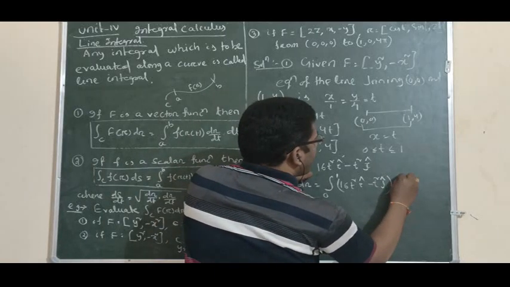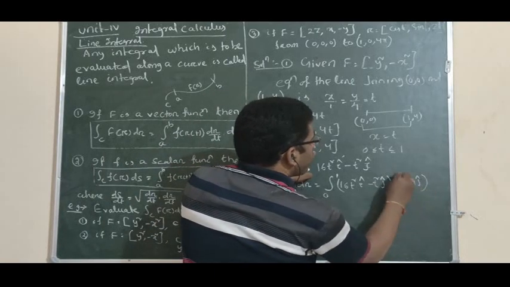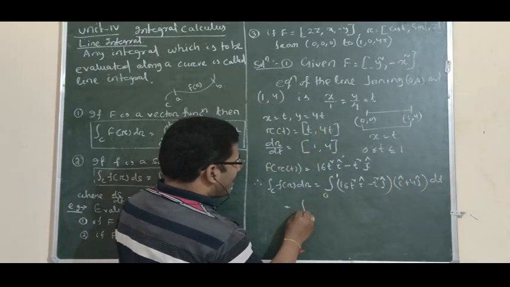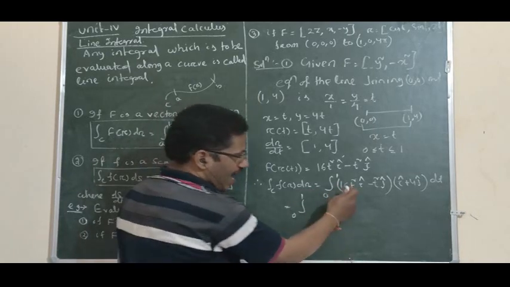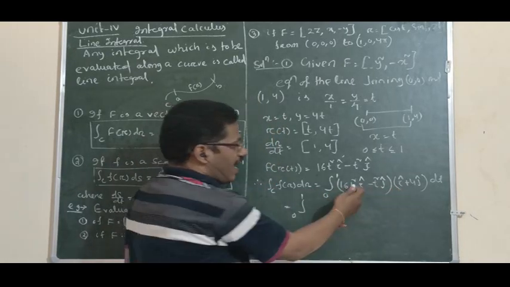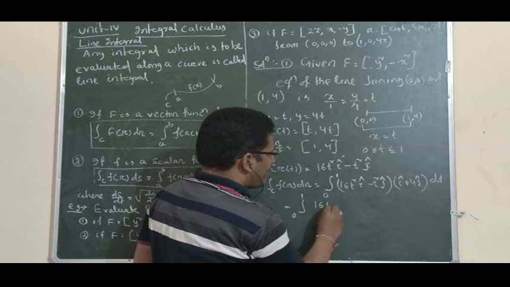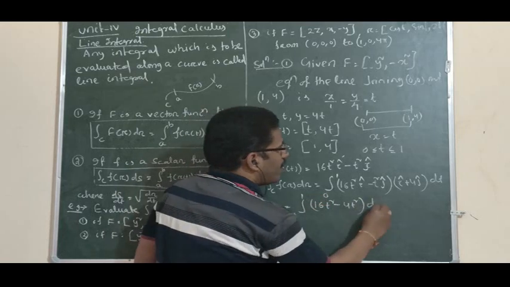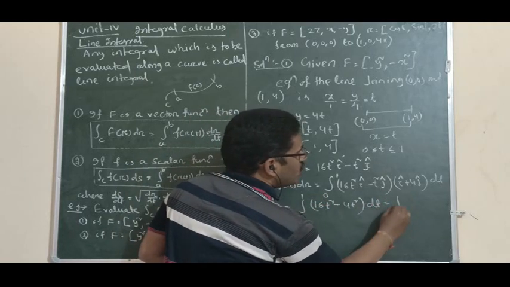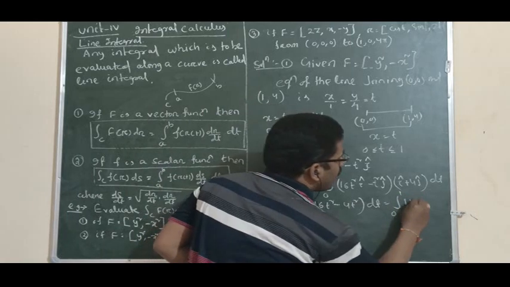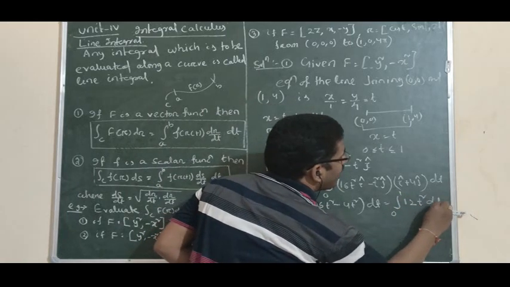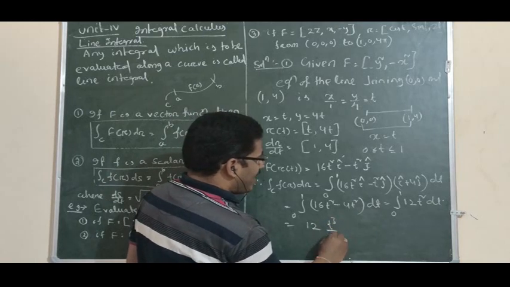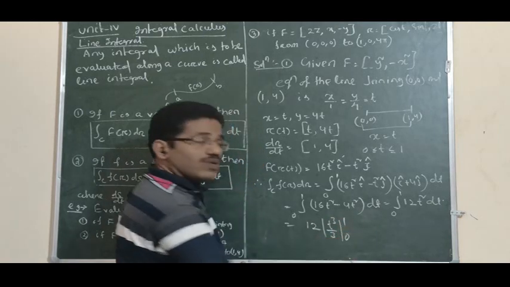That is your (i cap plus 4j cap) multiplied with dt, which gives your integration from 0 to 1. i is multiplied with i because it is a scalar product. This is 16t square minus 4t square of dt, from 0 to 1. That is your 12t square dt, which gives 12 times t cube by 3. We will put the limit 0 to 1.